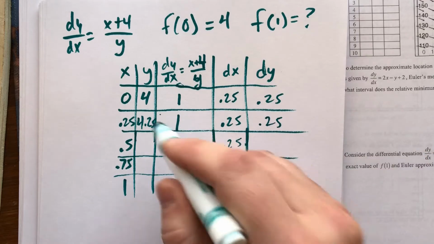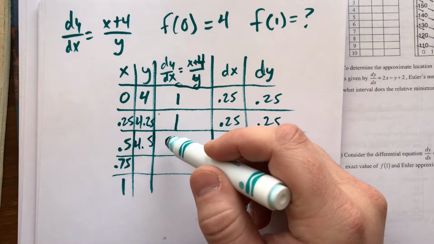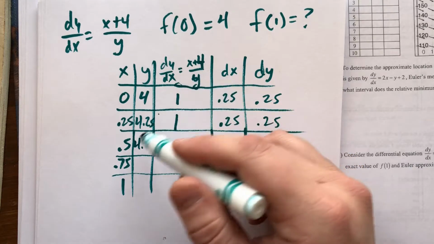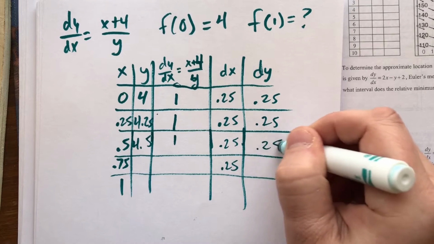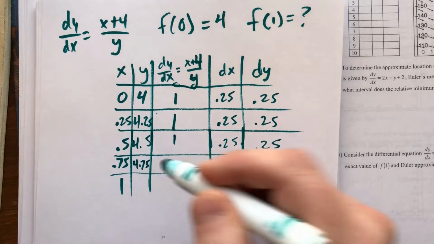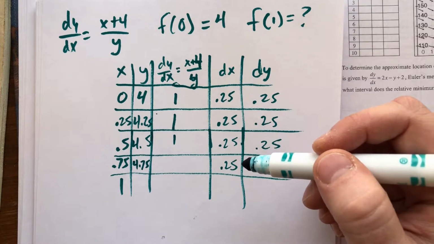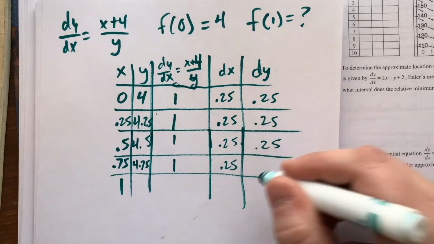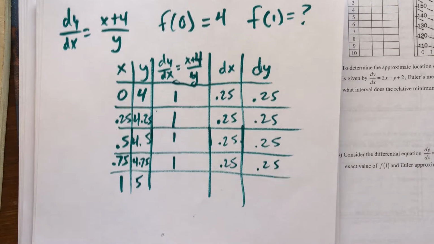So let's see, 1 times 0.25 is 0.25. Add it on here, I get 4.5. And then x plus 4 over y. Wait, 4.5 over 4.5, it's 1 again. So I just add 0.25 again, I get 4.75. It's 1 again. So I get 5.